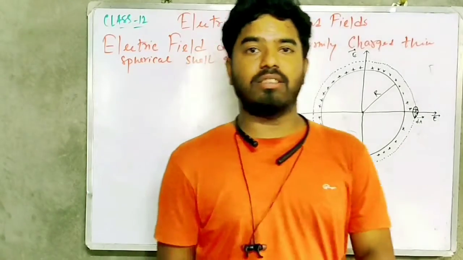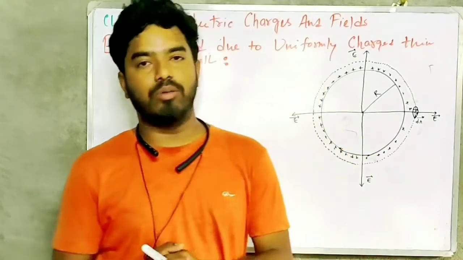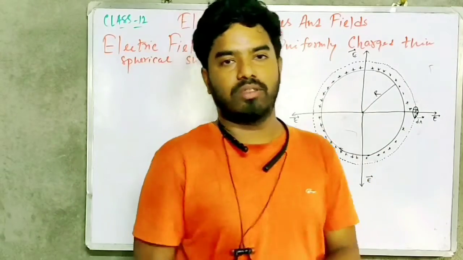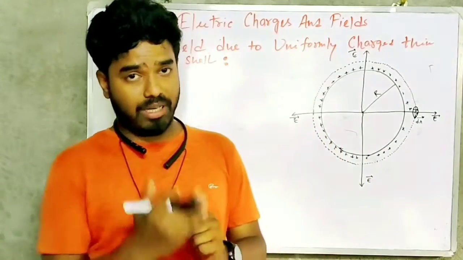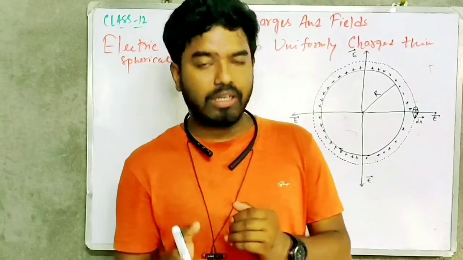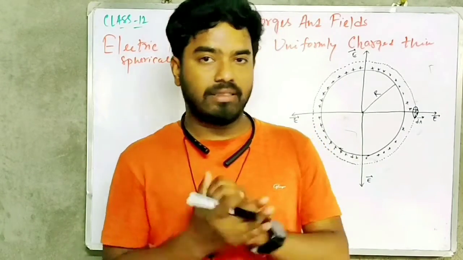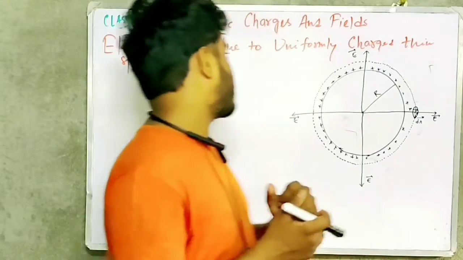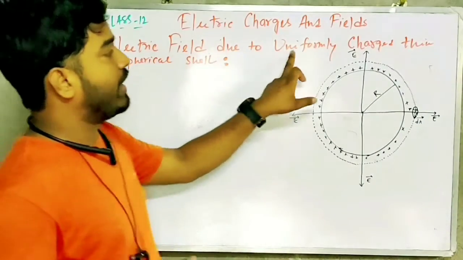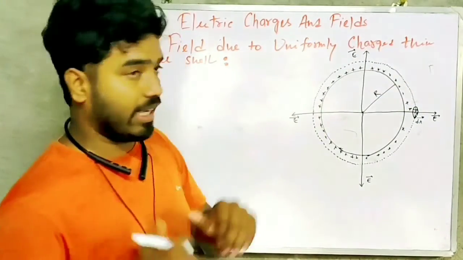So students, in the previous class we learned about two applications of Gauss's theorem. One is we calculated the electric field due to an infinitely long line wire, and the second application we calculated the electric field due to a plane sheet. Now in this lecture we will study the electric field due to a uniformly charged thin spherical shell.